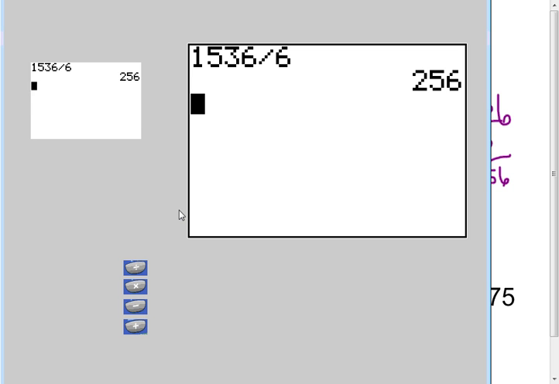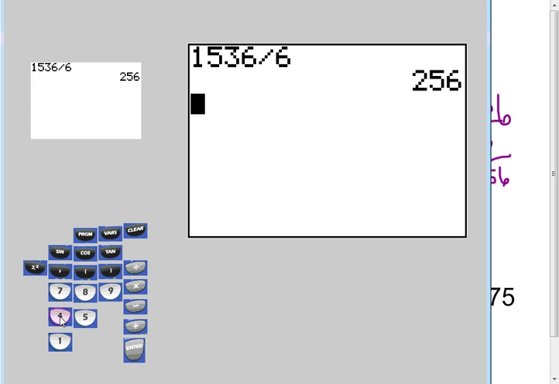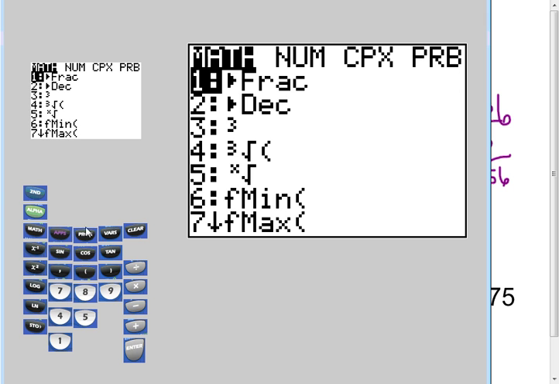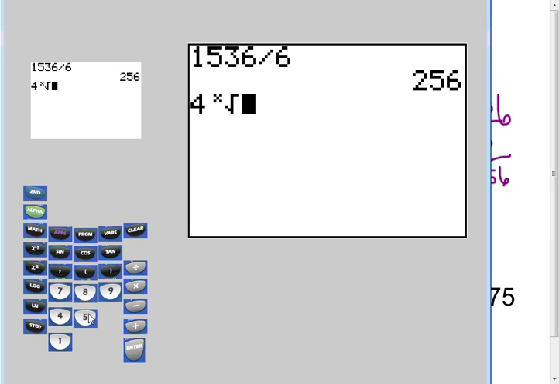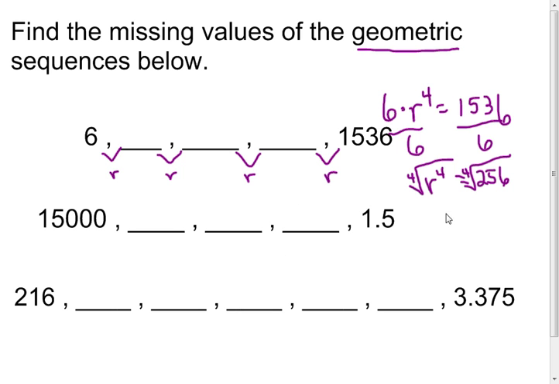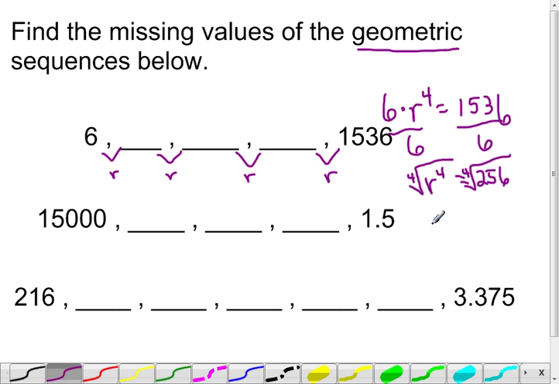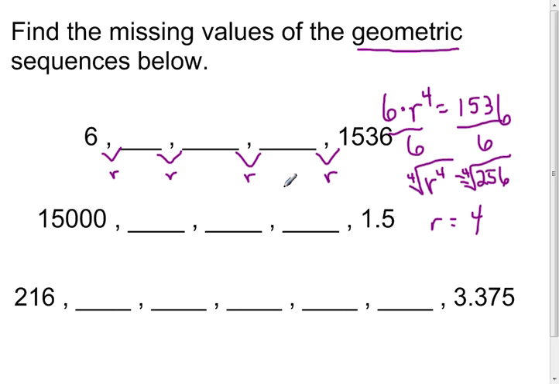So in my calculator here, to do the 4th root, we'll hit 4, and then math, and then the 5th one down is x square root, and then we're just going to type in 256. There we go. So the 4th root of 256 is 4. All right, so that means our rate is going to be 4. So that means that's what we're multiplying by to get to the next term.